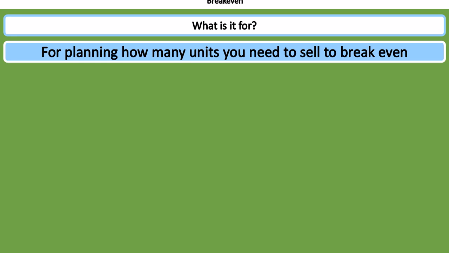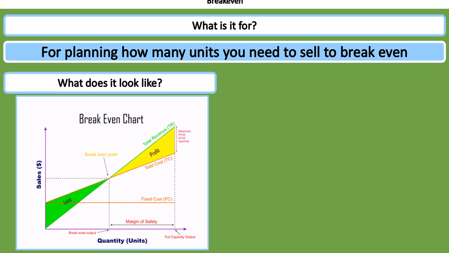So, break even, what is it for? It's for planning how many units you need to sell to break even. That's all it is. It tells you exactly how many units you need to sell in order to make no profit or no loss. What does it look like?